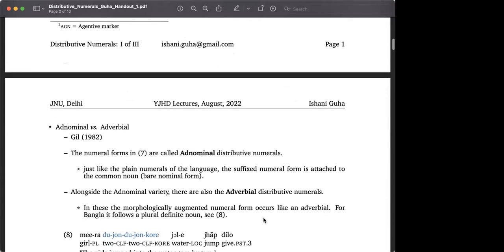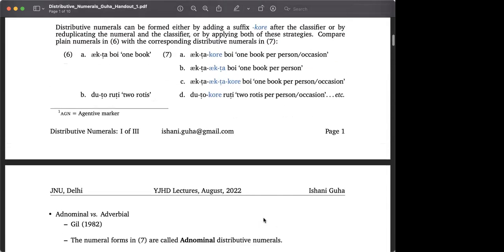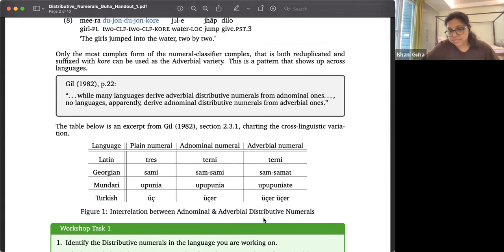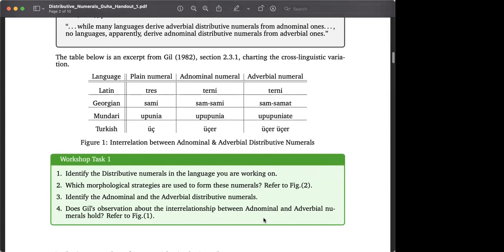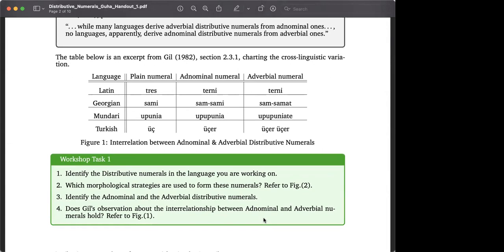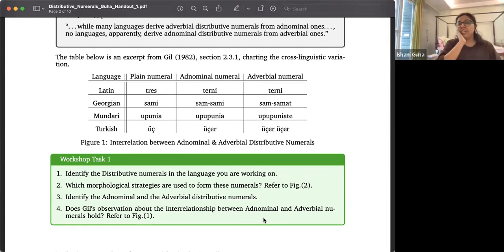It seems similar to the samsamat form in Georgian. I don't think so, because samsamat is the numeral 3, and Georgian I don't think has classifiers. So there might be similarities between the Bangla form and the Georgian forms, but that won't come from the numeral 3. I'll come to ekekta in the last part.